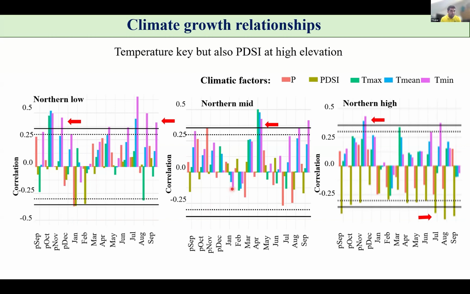And it is even clearer in the high elevation, where the negative correlation with Palmer Drought Severity Index is even more consistent in many months. So it again suggests that the plants do not like too much rain plus temperature, but with temperature alone they are showing enhanced growth.